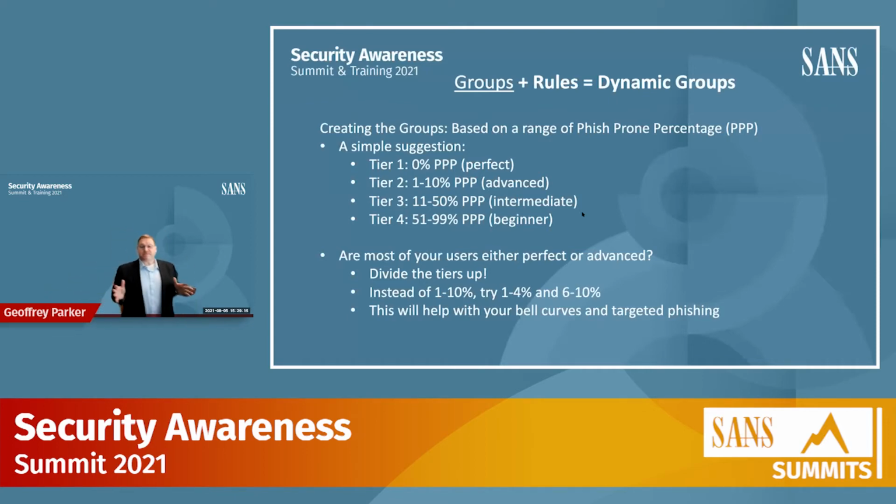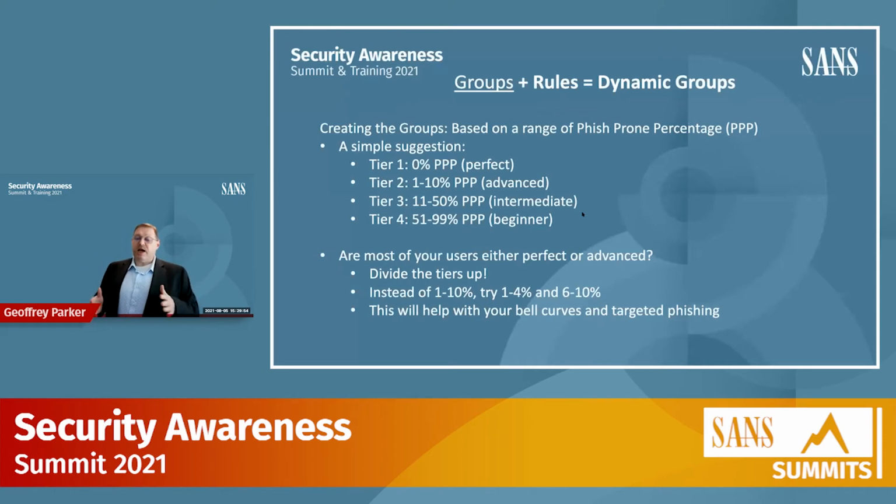So they do exist. If a lot of your users are either really good or perfect, you might need to divide these percentages up. Later, I'll tell you about dividing them up in a little bit more detail, and we'll talk about how to actually create phishing campaigns that will phish these groups instead of what we used to. But here you can see I make a suggestion. Instead of going 1 to 10% range, we're talking about maybe try 1 to 4 or 5, and maybe go 6 to 10. So you break up one of those tiers into 2 parts.